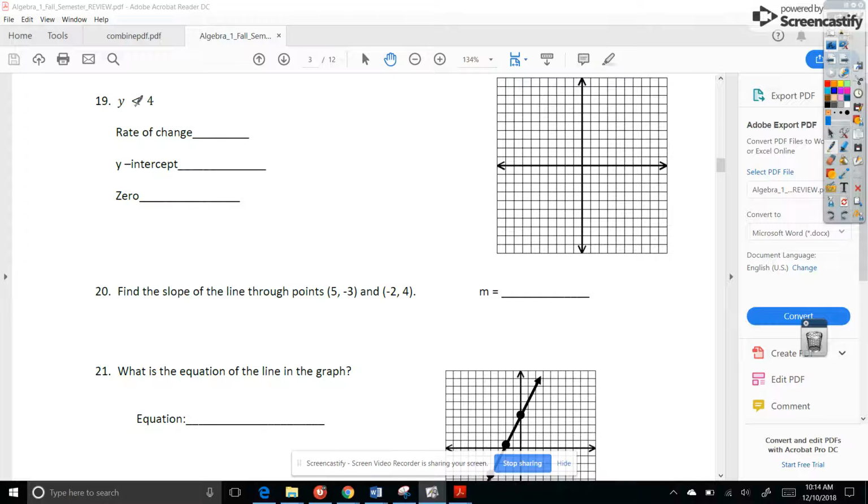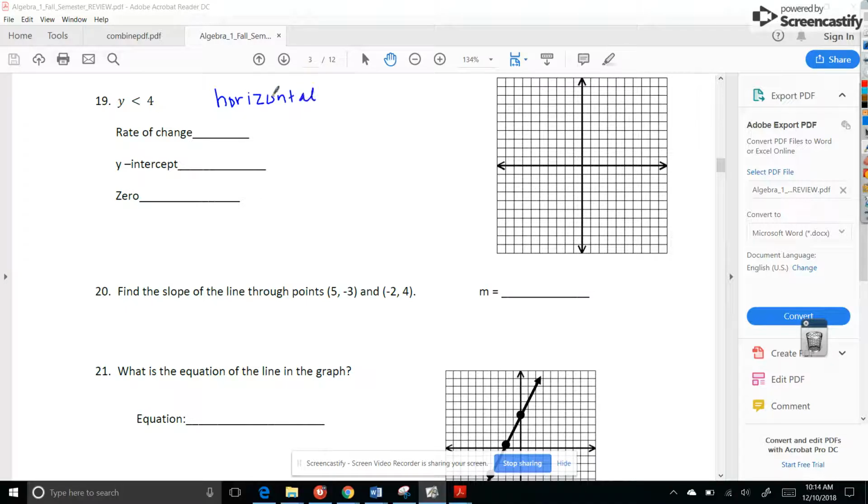Okay, y is less than 4. So that's a horizontal line that has a slope of 0. This means that all my y values are less than 4. So 1, 2, 3, 4 is right here. I have a nice dotted line because I'm just less than 4. Not equal to 4, not greater than 4, just less. Everything under that line, but not including the line.